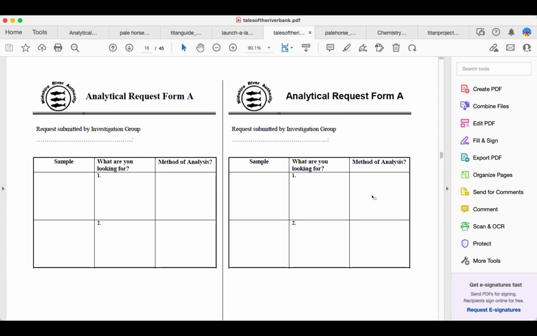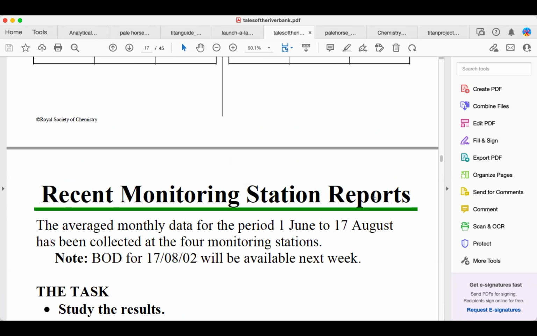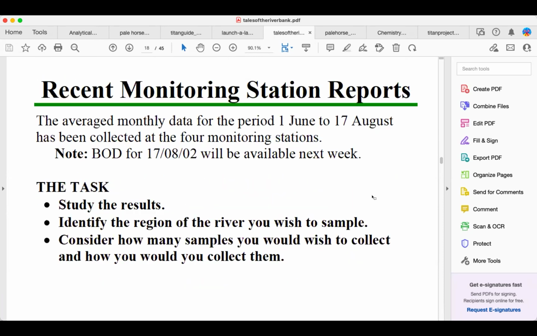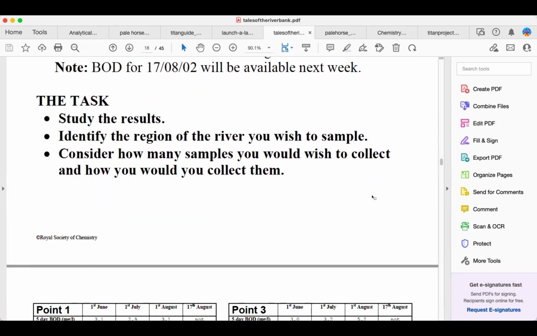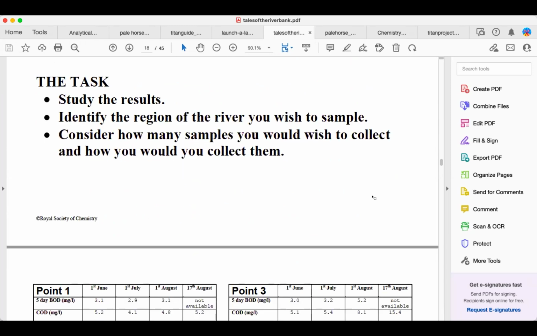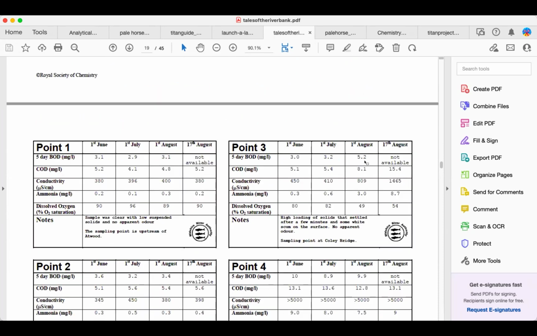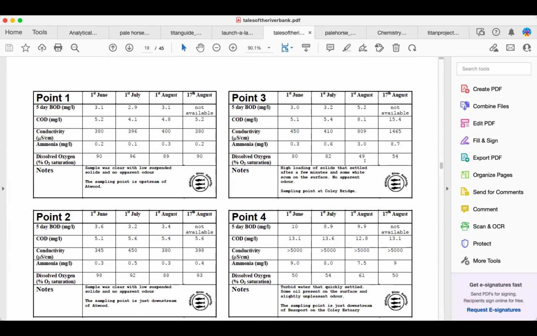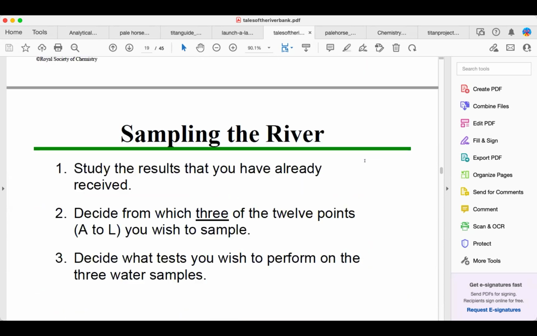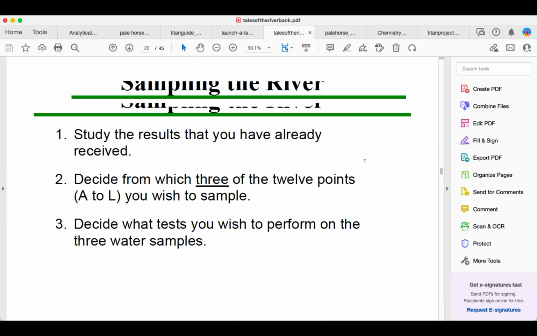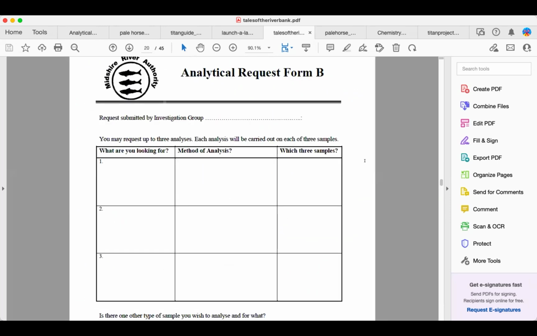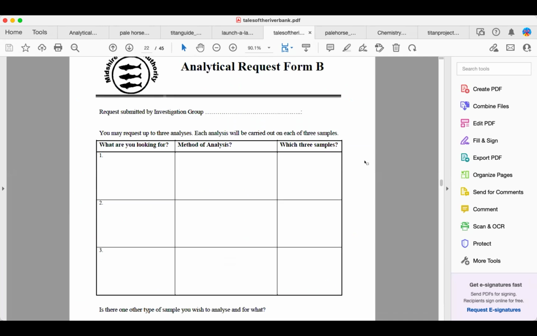Now you can request a method sample to be analyzed. What are you looking for? Method of analysis. BOD is biological oxygen demand. So it's about sampling. This data is for water analysis: BOD, COD, ammonia, DO, dissolved oxygen. You have to fill up the blanks.